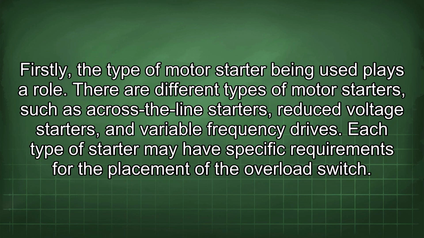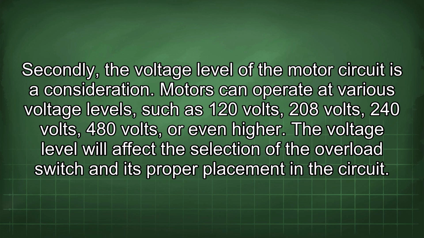Firstly, the type of motor starter being used plays a role. There are different types of motor starters, such as across-the-line starters, reduced voltage starters, and variable frequency drives. Each type of starter may have specific requirements for the placement of the overload switch. Secondly, the voltage level of the motor circuit is a consideration. Motors can operate at various voltage levels, such as 120 volts, 208 volts, 240 volts, 480 volts, or even higher. The voltage level will affect the selection of the overload switch and its proper placement in the circuit.